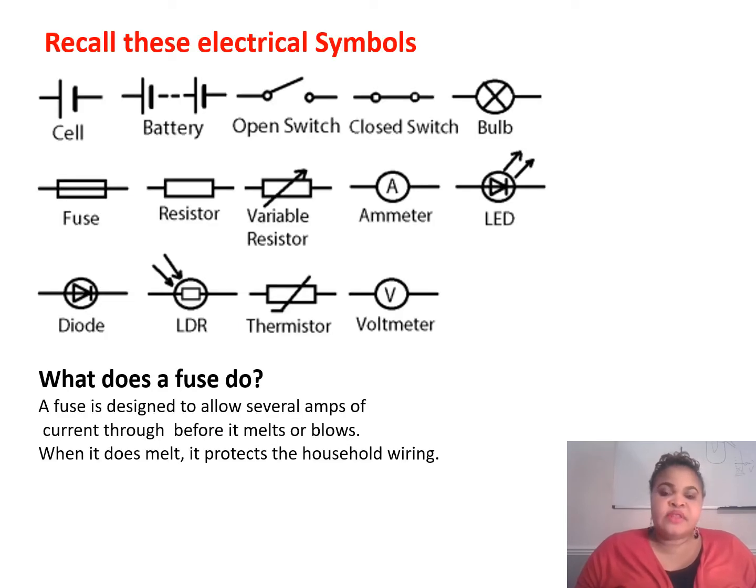At this point, I thought I'd pop in a slide just to help you recall your electrical symbols. And then I thought, a fuse. Some of you might have forgotten what it is. It's simple, but it could be a one marker. There you go. It's designed to allow several amps of current through before it melts or blows. But when it does melt, it protects the house wiring.